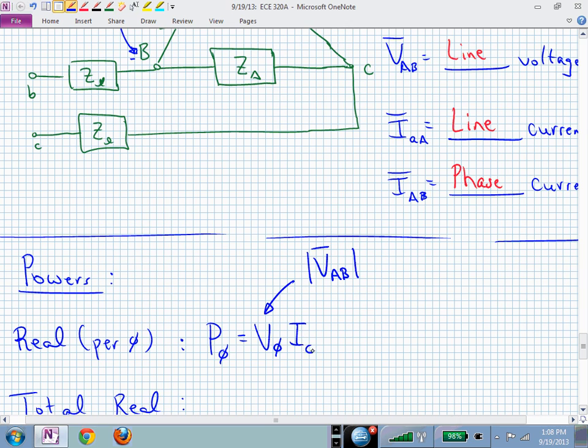So now V sub phi means maybe something different than what it did before. And then we have to take our phase current, and that was, in this case, I sub AB, wasn't it? And cosine of theta sub phi. Now, in terms of line variables, what do I replace these with? V sub phi, is that related to the line voltage? It's the same, isn't it? So now this one becomes just V sub L.